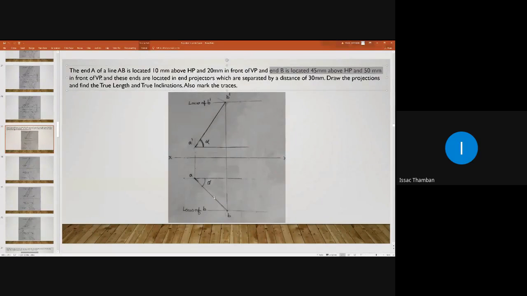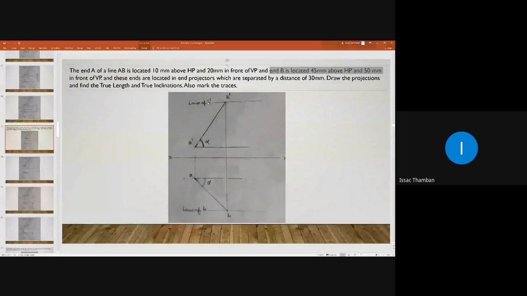What is the speciality of apparent inclination? Apparent inclination will always be greater than the actual inclination. Here alpha and beta will be greater than the actual inclination of line AB with respect to HP and VP. Alpha will be greater than theta and beta will be greater than phi. Now, what next? Here we have point B dash.